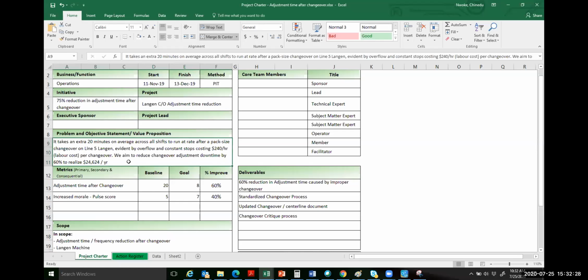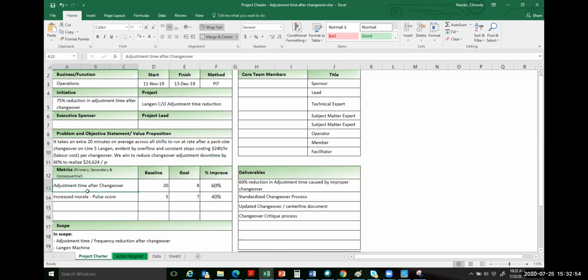And our goal statement: we aim to reduce the changeover adjustment downtime by 60% to realize $24,624 per year. Very specific, very measurable, very time bound, very relevant. It's a smart goal. A well-defined problem statement and a smart goal, which is your value proposition in this case.